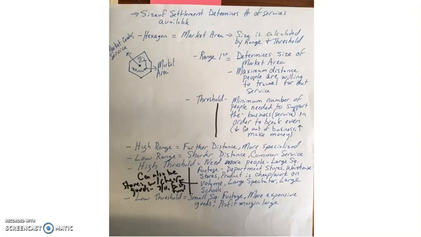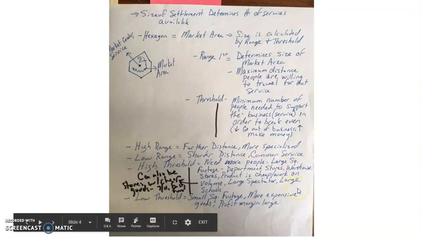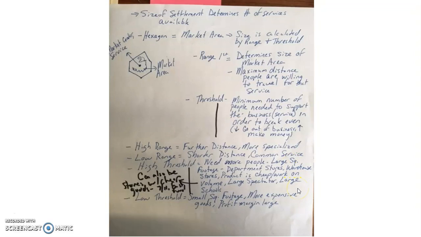High threshold means that you need more people in order to break even. You tend to see this with stores that have large square footage, like department stores like Macy's and Bloomingdale's, warehouse stores like Costco and Home Depot and Walmart, where the product tends to be cheaper, so they work on volume. This would also be like large spectator sports like major NFL football games or the NASCAR Daytona 500, where you have over 100,000 people there. That's a high threshold. And large schools, same thing.